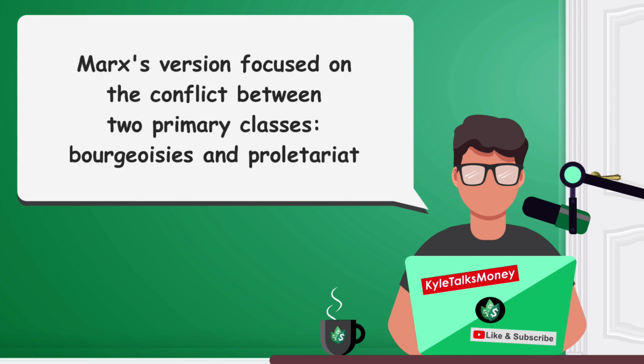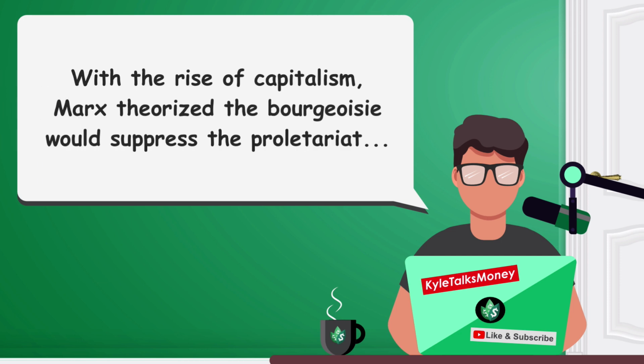Marx's version of conflict theory focused on the conflict between two primary classes. Each class consists of a group of people bound by mutual interests and a degree of property ownership. Marx theorized about the bourgeoisie, a group that represented members of society who hold the majority of the wealth and means. The proletariat is the other group. It includes those considered working class or poor. With the rise of capitalism, Marx theorized that the bourgeoisie, a minority within the population, would use their influence to suppress the proletariat, the majority class.